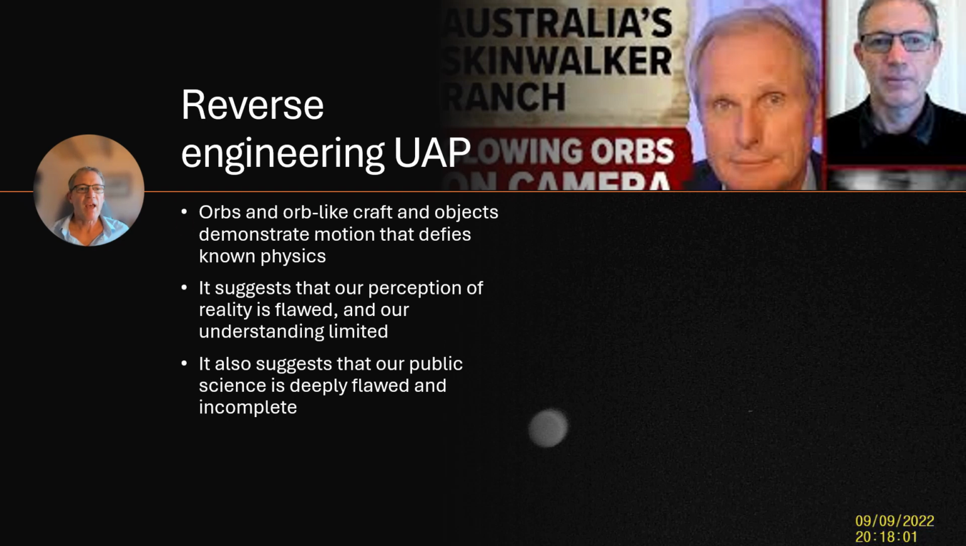So here we have reverse engineering UAP. Orbs and orb-like craft and objects demonstrate motion that defies known physics, which suggests that our perception of reality is flawed and our understanding is limited. It also suggests that our public science is deeply flawed and incomplete. I did an interview with Ross Coulthart on Reality Check about all of this research, and we've come a considerable way since then in terms of analysis and interpretation of our data, in particular the quantum imaging and scalar or resonant fieldcraft technology.